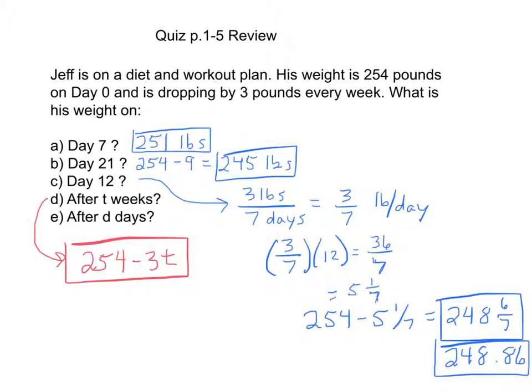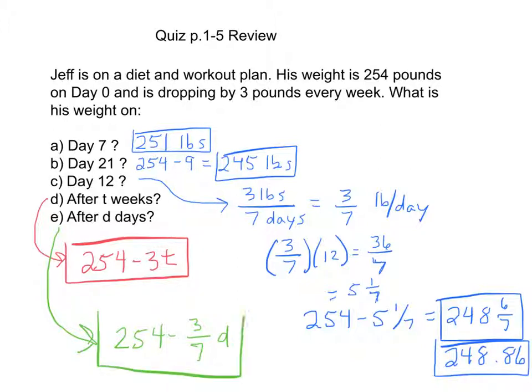And what about after d days? It'd be 254 minus 3 times 3 sevenths. Where'd you get the 3 times 3? Wait, it would be 21 days. How about just 3/7 d? Oh, yeah. Because we're starting at 254, and every day is a d. So after the first day, you lose 3/7. After the second day, you would lose 6/7, and so on. So 254 minus 3/7 d.